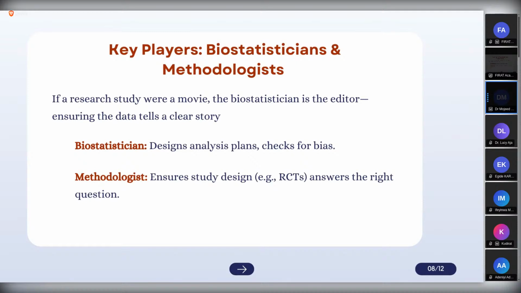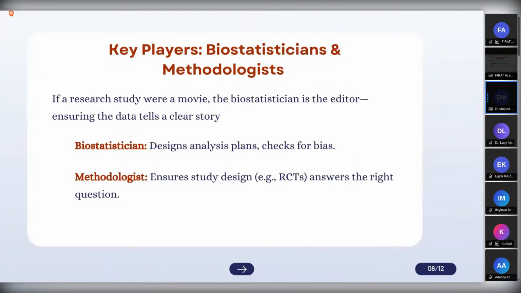So now, if research were a movie, then we consider the biostatistician as the editor that will ensure that data tells a clear story. Because your data, when it is processed to become information, should be able to tell a story. So that is why for postgraduate research, when you are defending your thesis, for those who are, because some of our participants are at that level, they are defending their thesis, or some are still dealing with data analysis.